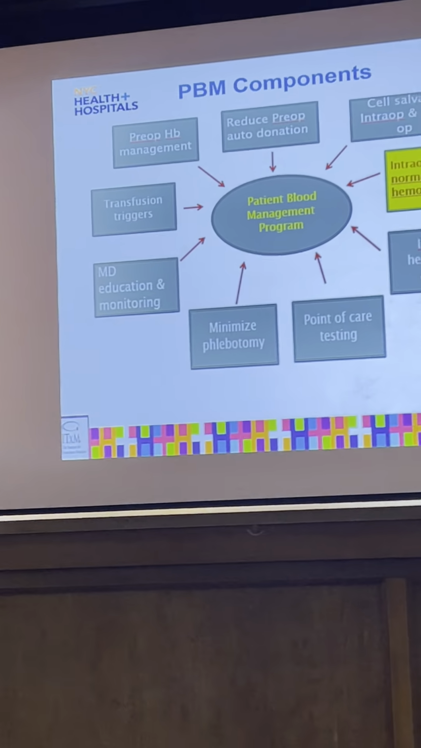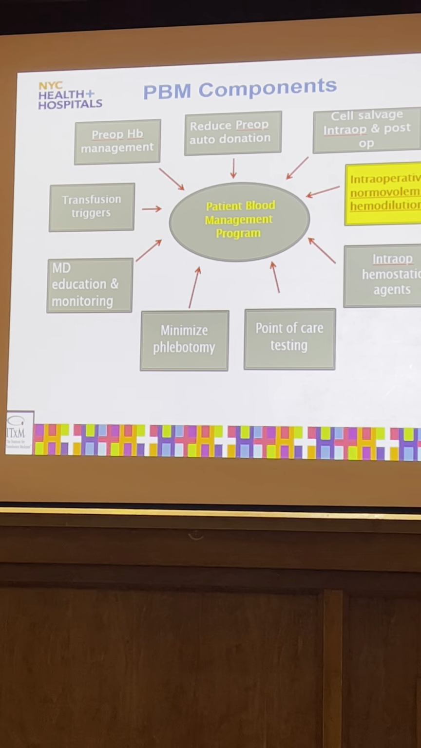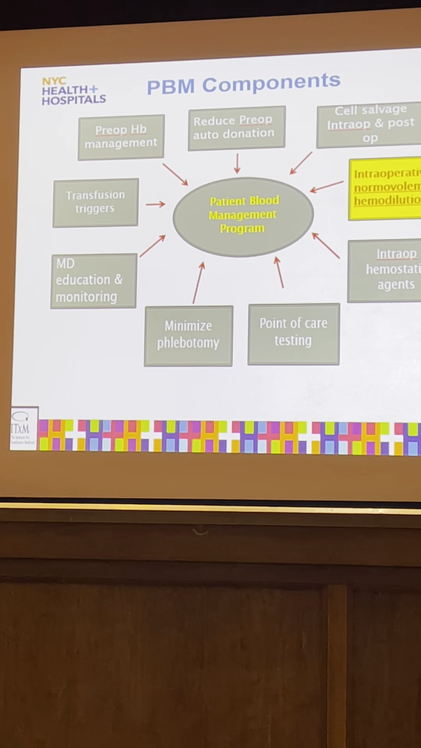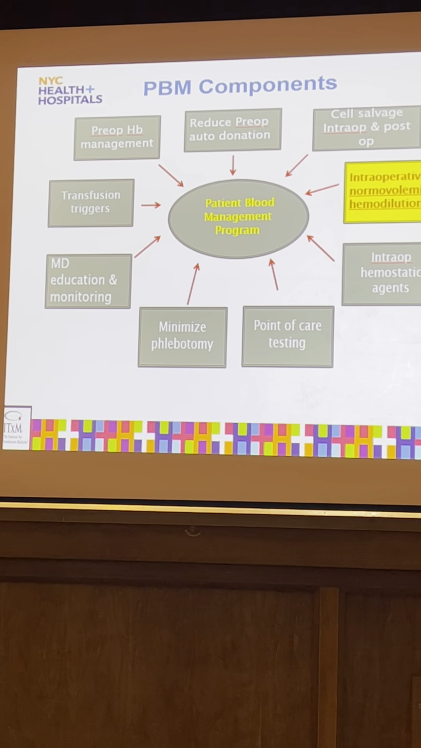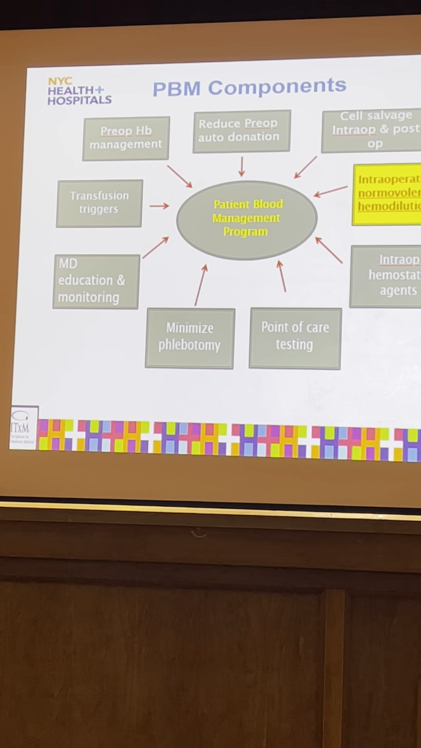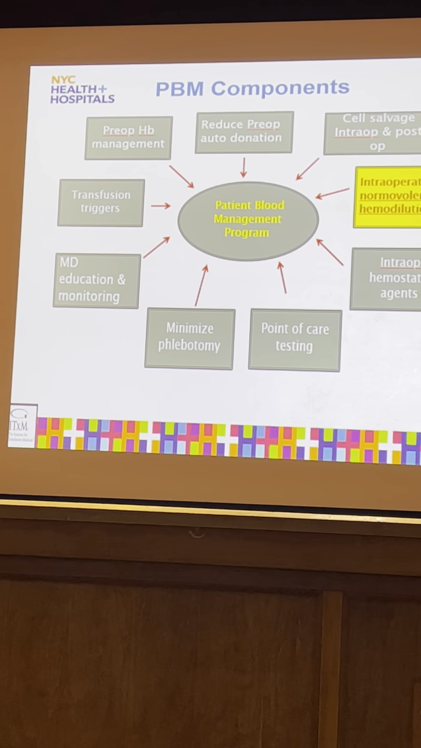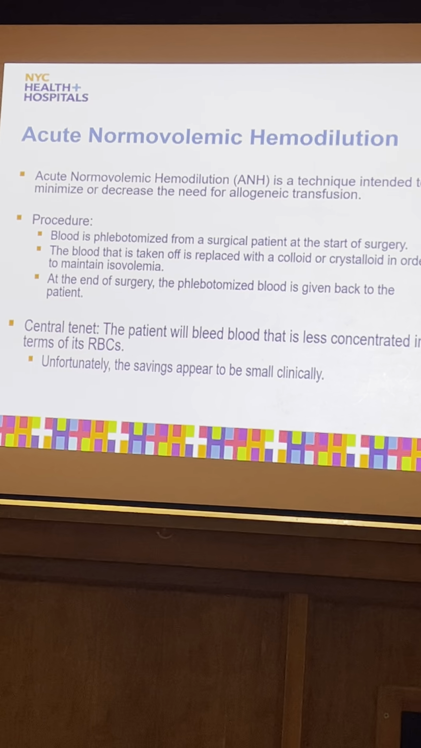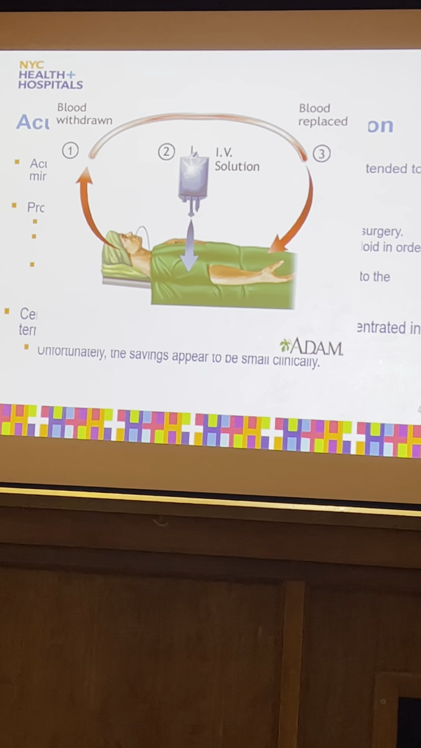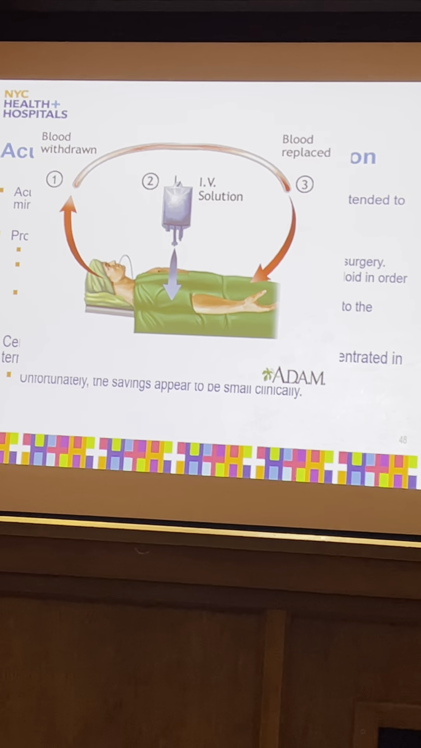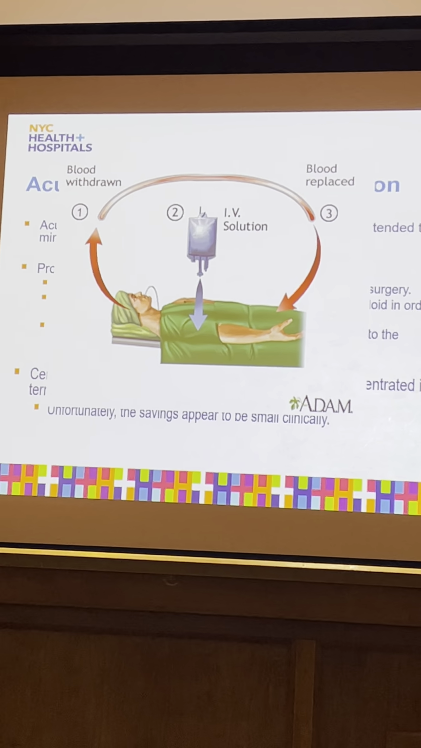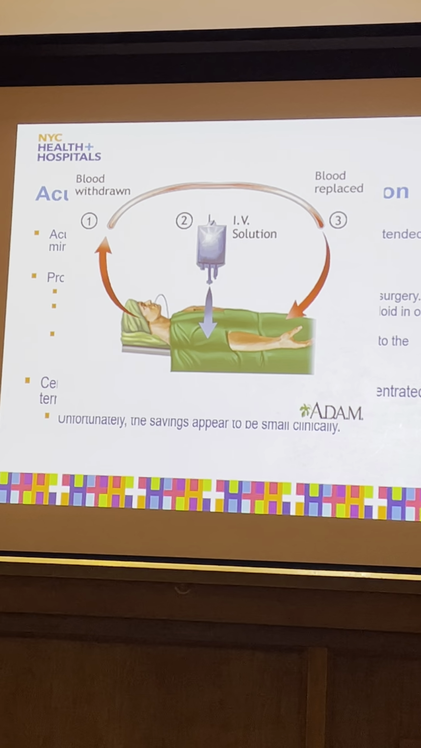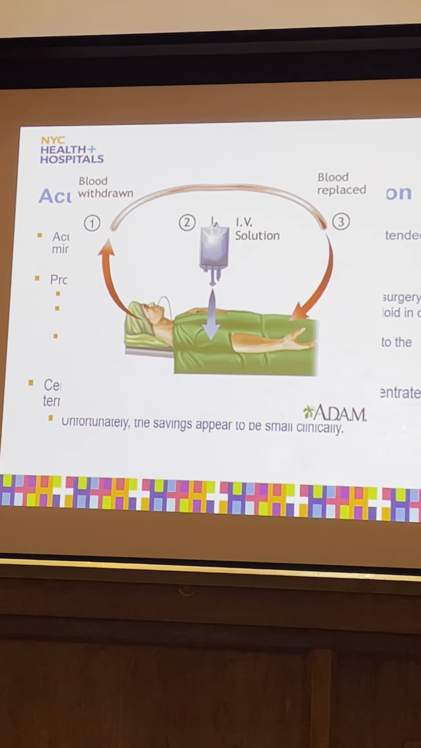Next domain is intraoperative normovolemic hemodilution. I spoke with a couple of anesthesiologists at Elmhurst, and they don't use that. They're not familiar with that at all. I don't know if it's a common practice anymore, or maybe some institutions may be familiar. I don't know the frequency, but normovolemic hemodilution is basically when you phlebotomize a patient from an arterial or venous line. The catheter is generally placed shortly before the surgery, and obviously shortly before the anesthesia.